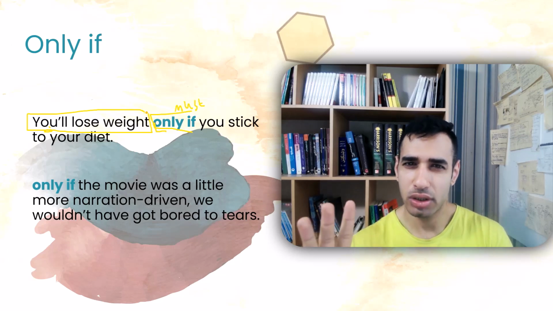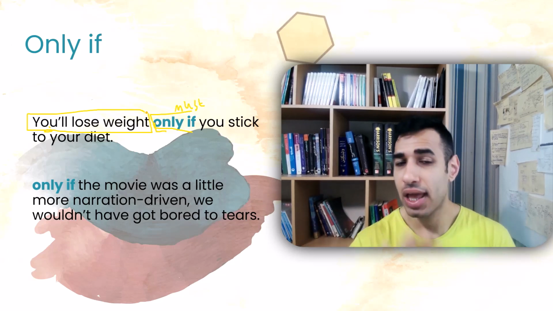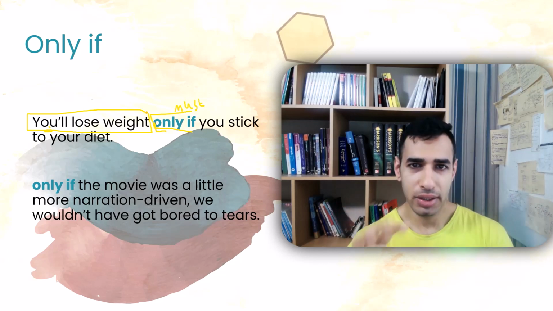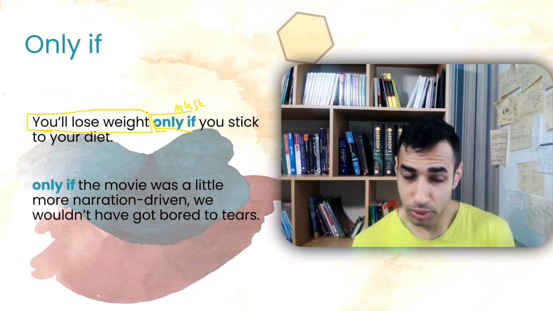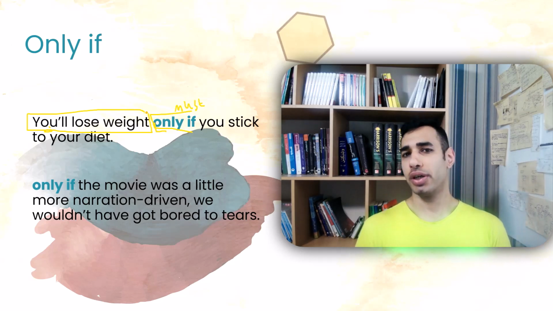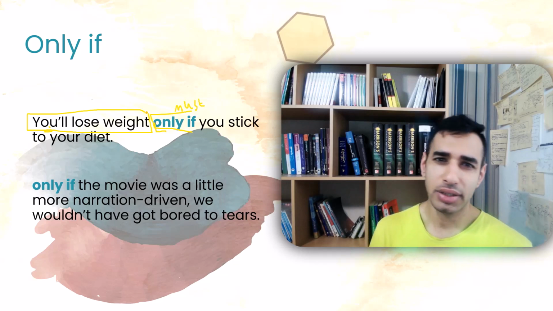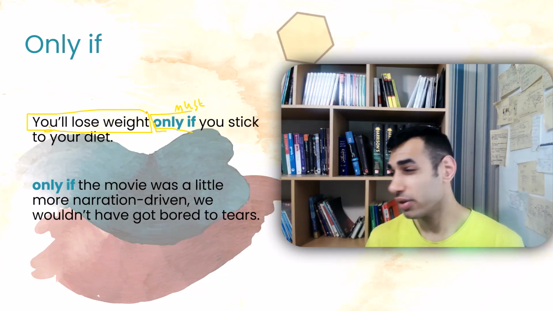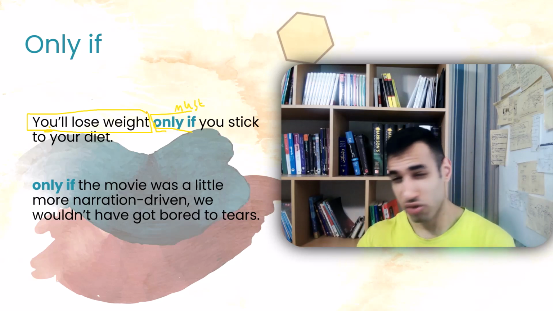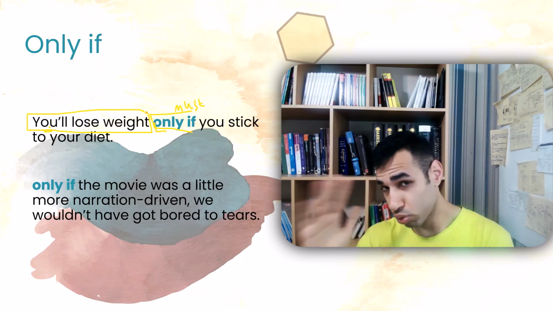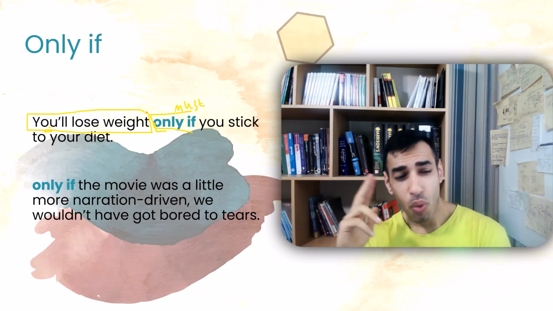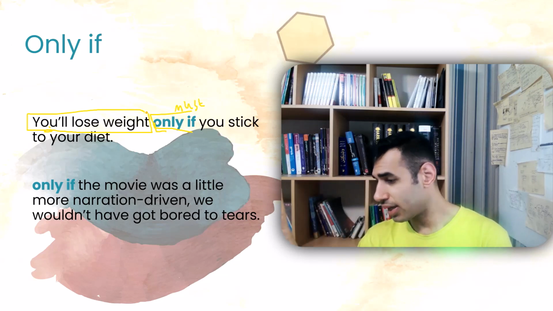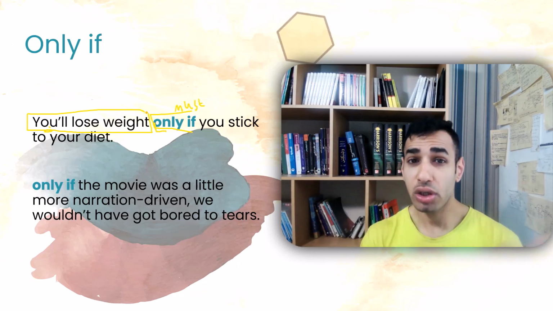Based on this, the condition must happen, must have happened, or had happened. This condition must have happened in order for the main clause to be true. We wouldn't have got bored to tears. Bored to tears means very bored. Yeah, the movie didn't have much of a story, and it wasn't narration driven, and we were bored to tears. And we don't want the main clause to be true. We don't like to get bored to tears. So a conditional clause must happen.